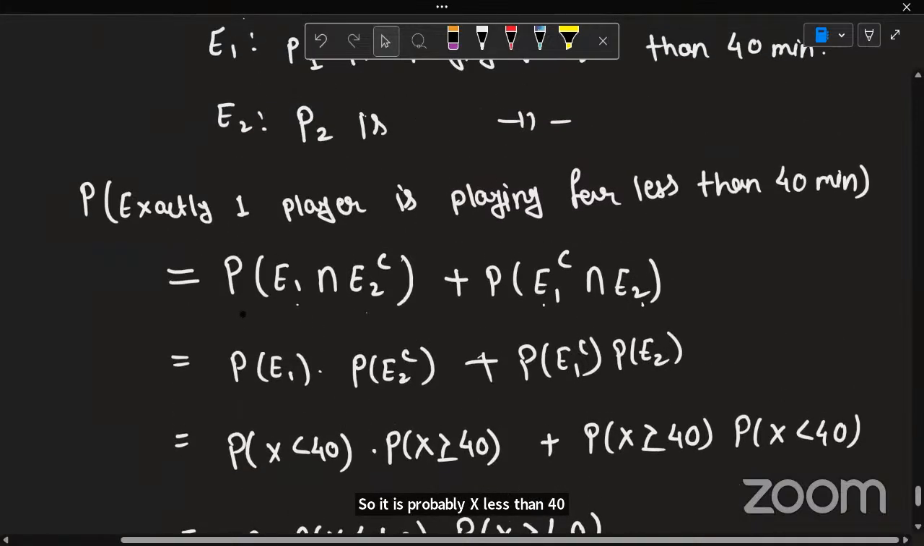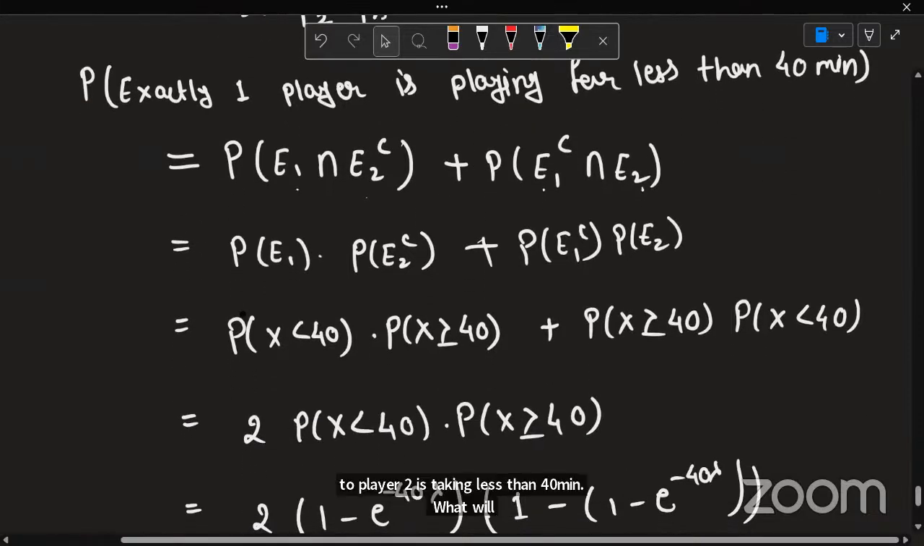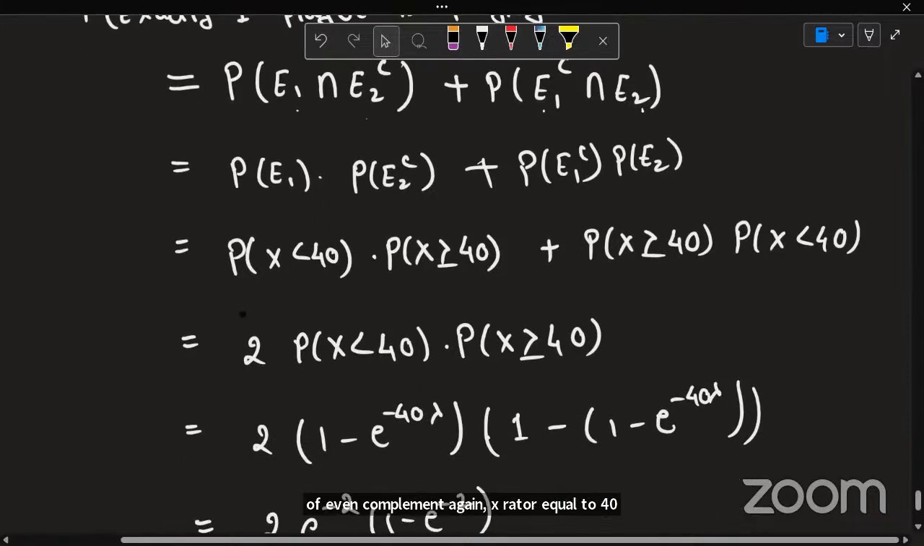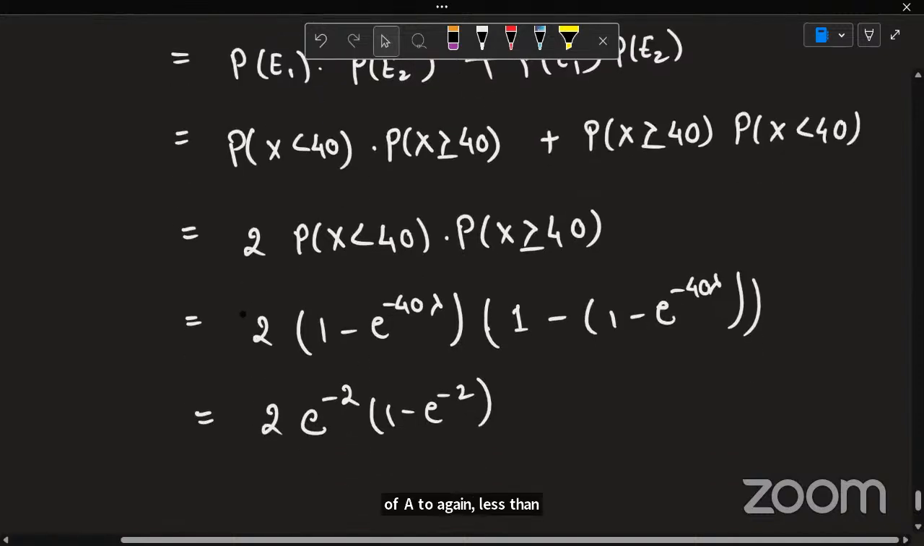And E2 complement. What is the probability of E2? E2 is the probability that player 2 is taking less than 40 minutes. What will be its complement? Complement will be more than or equal to 40. That's why I wrote probability X greater or equal to 40. Then the same thing here, E1 complement, again X greater or equal to 40, and probability of E2 again less than 40. Then these two terms are the same, so I double it, and then this is the formula for CDF again.